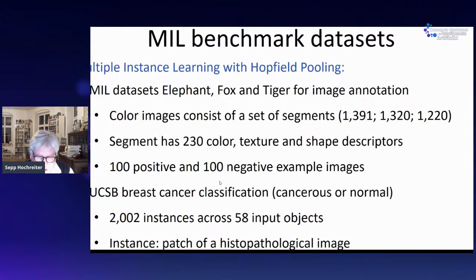We also used other multiple instance learning data sets. Here, there are standard data sets. They are image data sets, elephant, fox, tiger, whether these animals are on the image or not, or breast cancer, where we have to classify whether it's cancerous or normal, whether it's disease or not. And here, these are images. The idea is, instead of processing the whole images, you process only the patches or the segments. Each segment is an instance, and one picture consists of all the patches you extract from the image. And then we can do image classification based on this. So it's a standard multiple instance learning data set.